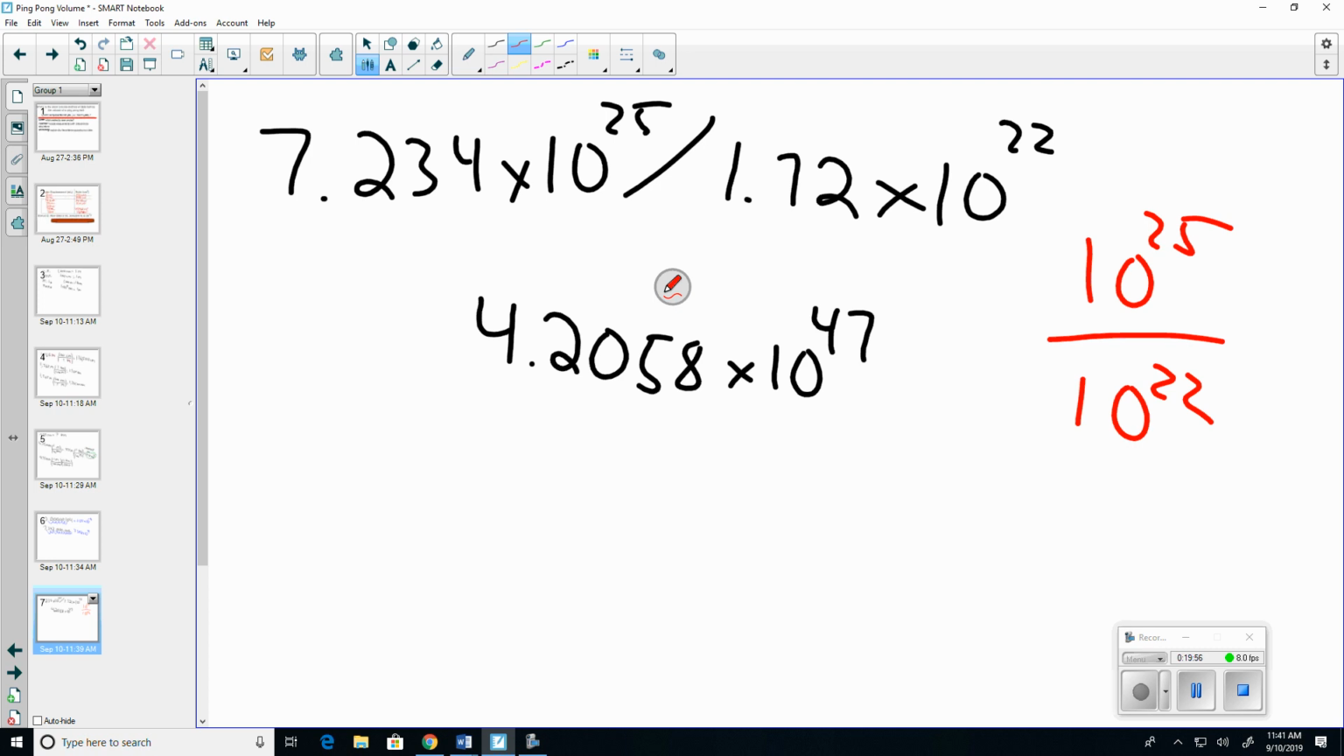What your calculator will do is obey order of operations. It took these two numbers and multiplied them. It divided by 1.72, and then it stopped and got you an answer. And then it multiplied by 10 to the 22nd.